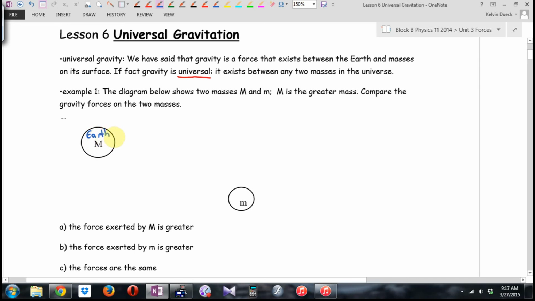Oh, screen's still frozen. Thank you, Mr. Dueck. If you want to, you can call this Earth. Thanks, guys. And you can call this the Moon.